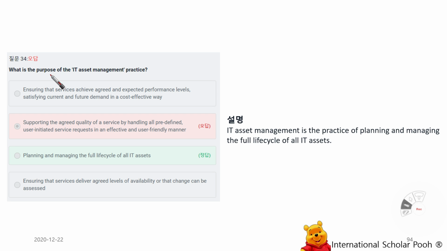What is the purpose of the ITSM management practice? Planning and managing the full life cycle of all assets. ITSM management is the practice of planning and managing the full life cycle of all assets.